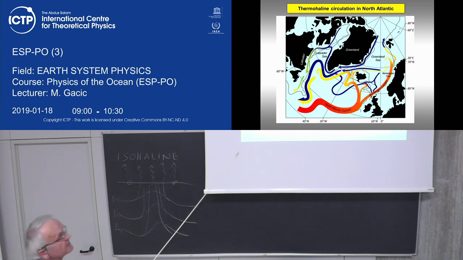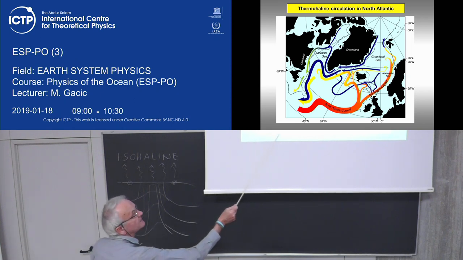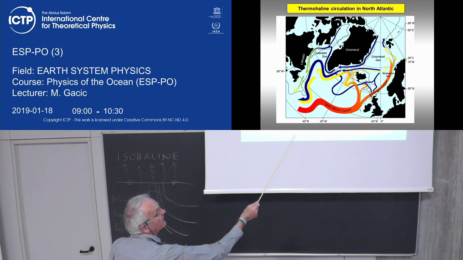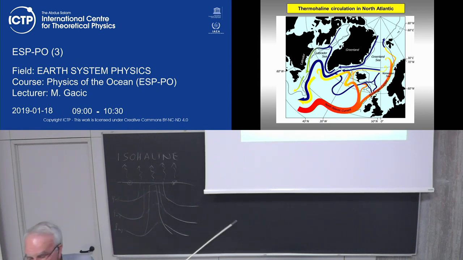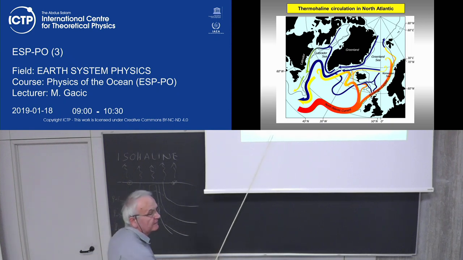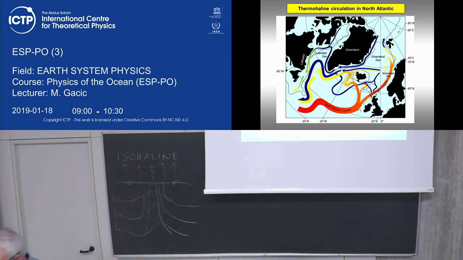So the only thing that now has to happen is the winds blowing from Greenland or from Labrador, bringing cold and dry air over the ocean, which will cause the vertical mixing. So a huge amount of this water is formed there.